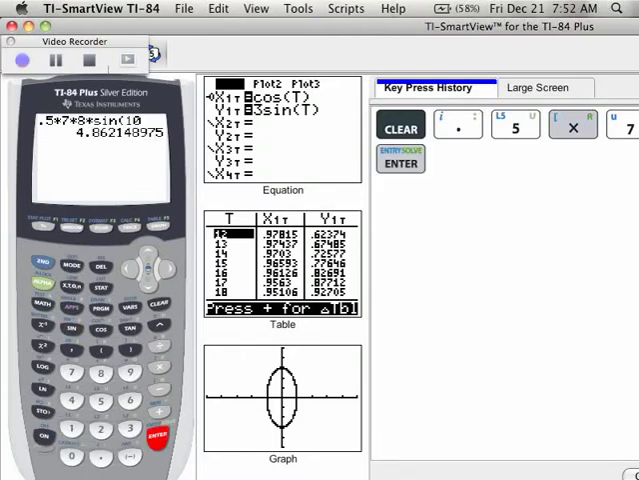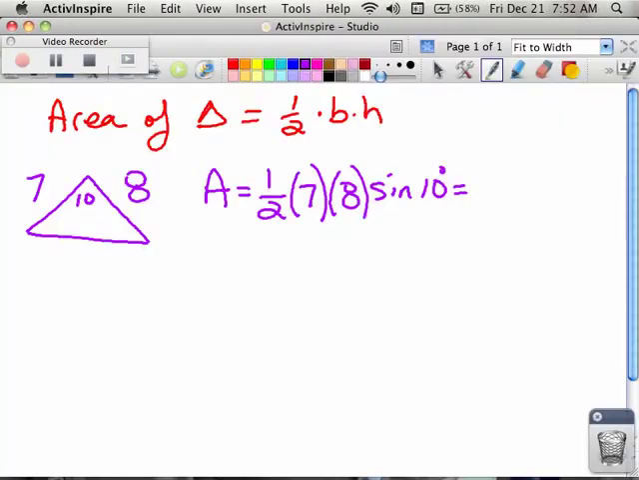And you find out the area is 4.86. If they give you units, you write down the units squared. If they don't give you units, you don't worry about it.